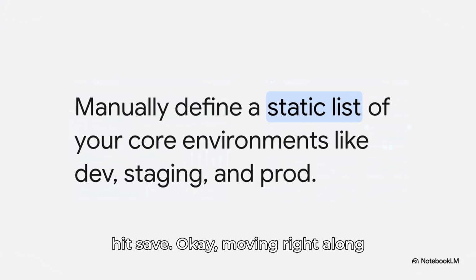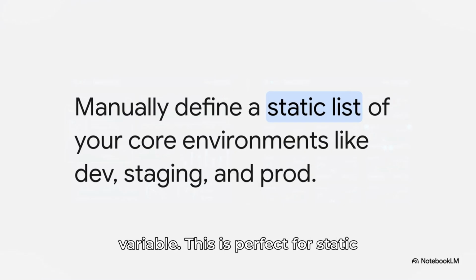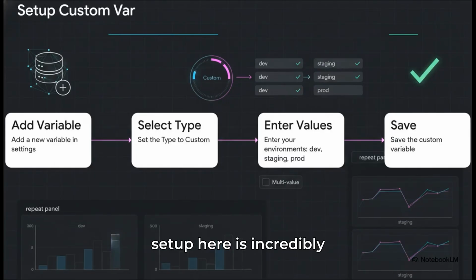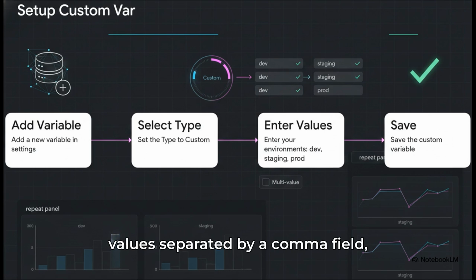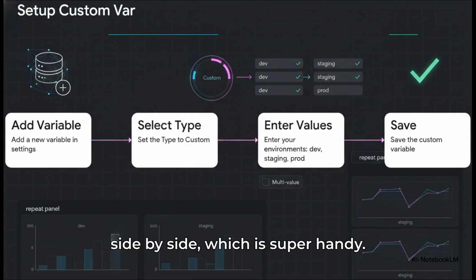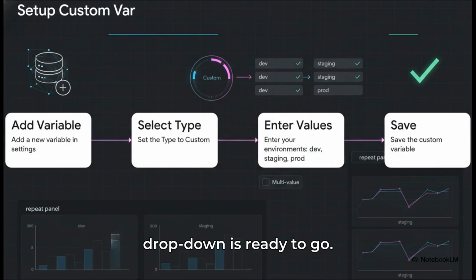Okay, moving right along to step 2, creating a custom variable. This is perfect for static lists, like our environments. The setup here is incredibly simple. You add another new variable, but this time you set the type to custom. Then, right there in the values separated by a comma field, you literally just type out your environments: dev, staging, prod. You can also enable multi-value here too if you ever want to compare staging and production side by side, which is super handy. Click save, and boom, your second dropdown is ready to go.